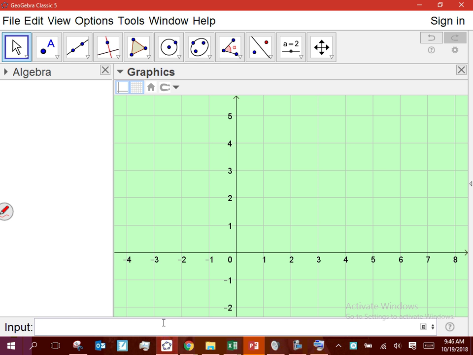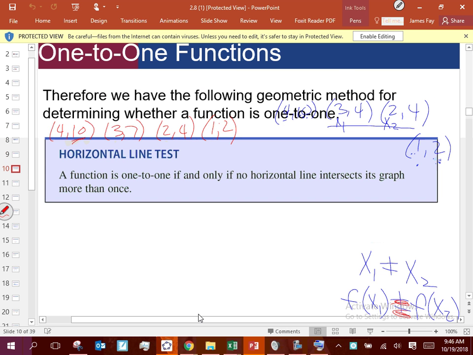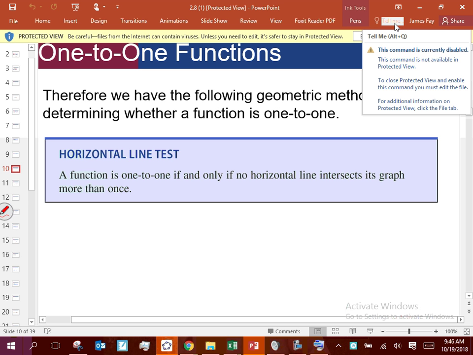So the horizontal line test, okay, you pass the horizontal line test or you fail it the same way you pass or fail the vertical line test. If your horizontal line intersects 2 times on your graph, it is telling you that for different x values, you have the same y value, and that breaks the one-to-one definition. Okay?